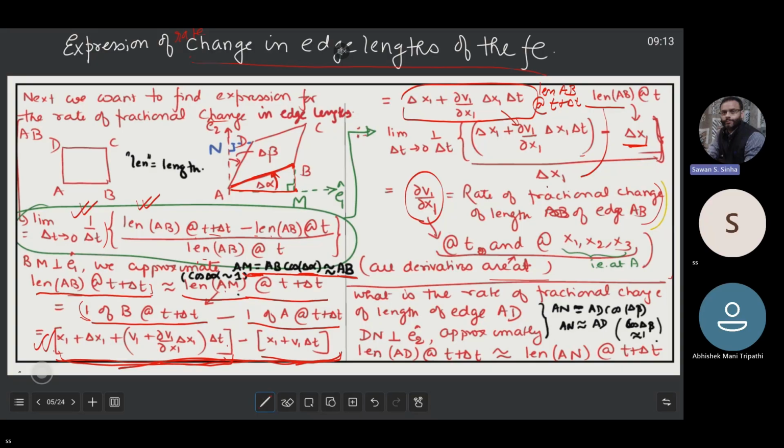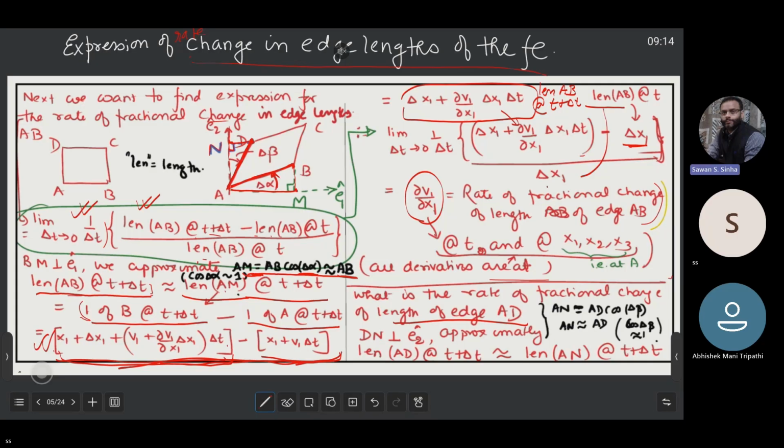I stopped here in the last class. Next, I want to find the rate of fractional change in length of edge AD, this length. To estimate that, I am going to drop a perpendicular from D on this line. I call that point of intersection N.